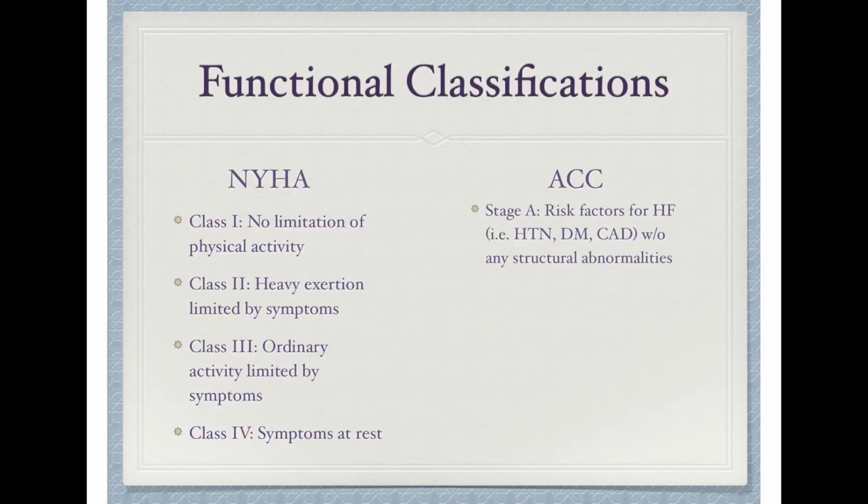Patients with stage A are those patients who actually don't have heart failure, but have risk factors and no structural abnormalities as seen on imaging or echocardiography. Patients with stage B have structural abnormalities on imaging, but do not have heart failure symptoms.